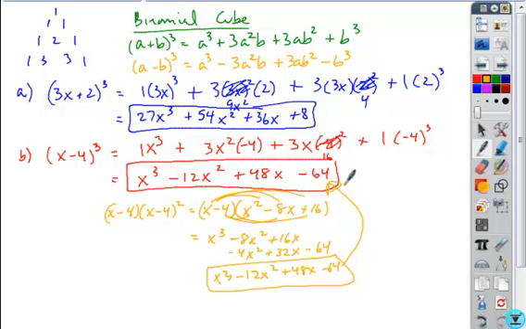All right, questions on that? All right. Let me give you one additional problem. All right, see if you can solve this, applying the properties of the binomial cube. So 3 minus x quantity cubed. See if you can expand that out, please.